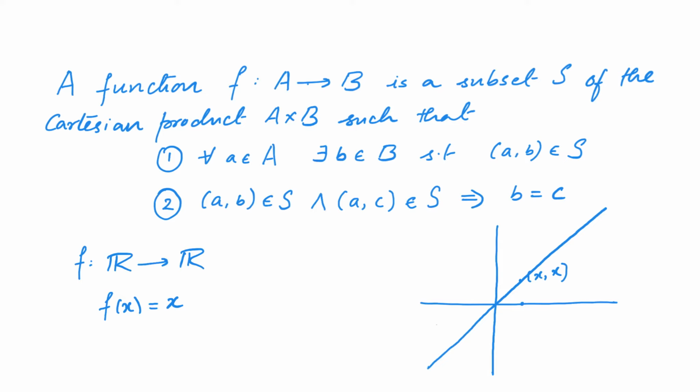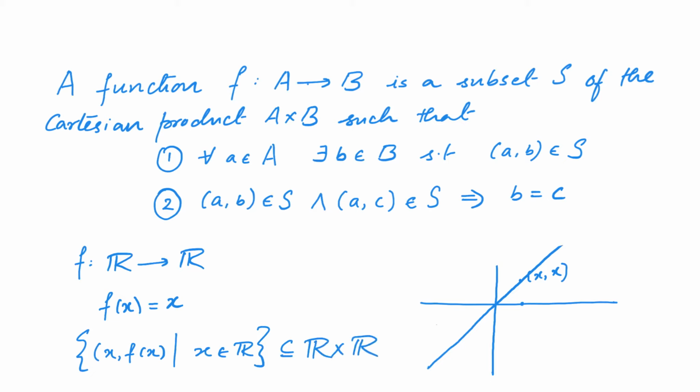This representation of the function is called the graph of the function. Now notice what you are doing. The graph actually is a subset. That means the line that you drew is a subset of the Cartesian product R cross R. Namely, you are looking at the set of (x, f(x)) such that x belongs to R. And this is a subset of the Cartesian product R cross R.